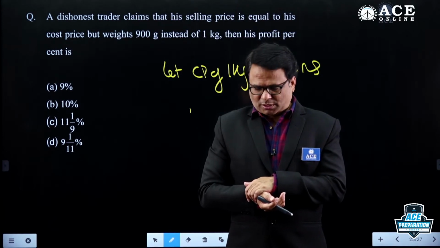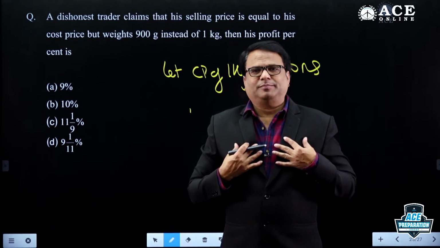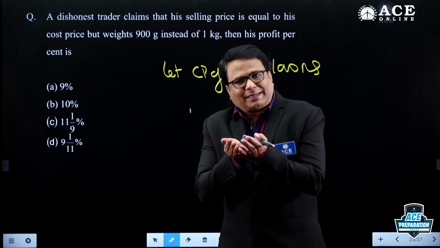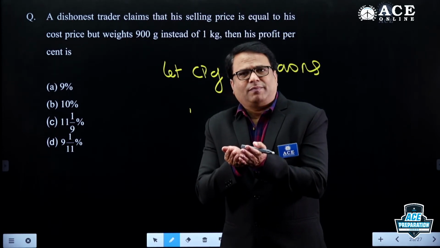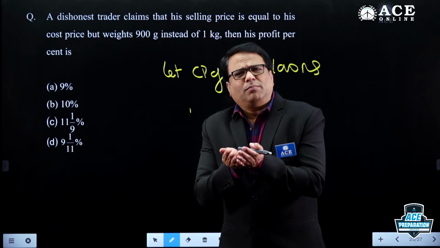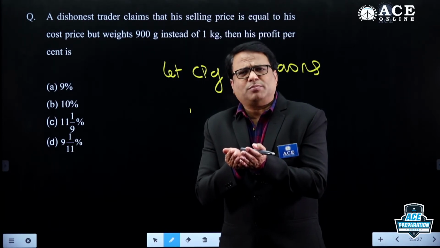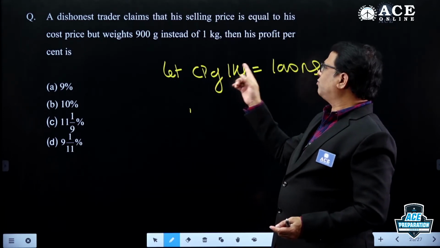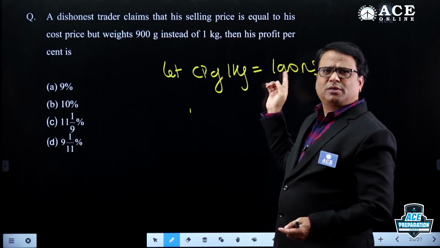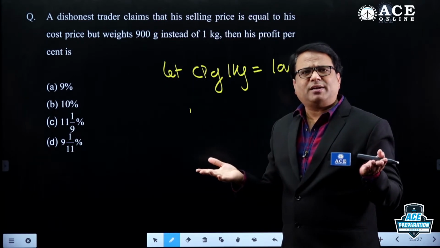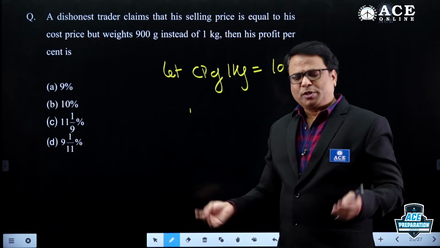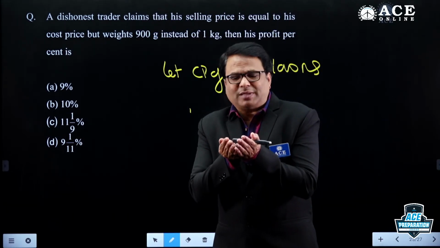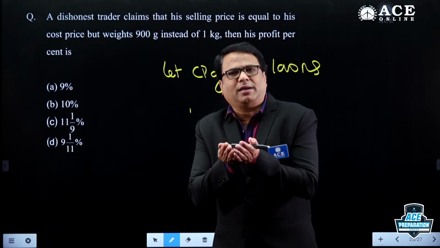Now, suppose I am that businessman. I will take 900 grams in my hands. That means what is my investment? My investment is only 900 rupees, because the cost price of 1 kg is 1000 rupees. That means the cost price of 1000 grams is 1000 rupees. Therefore, the cost price of 900 grams will be 900 rupees only. So I take 900 grams in my hands, which means my investment is 900.